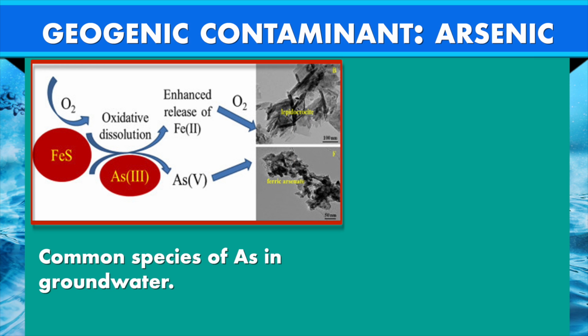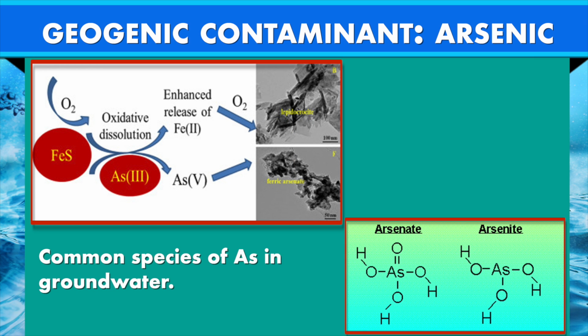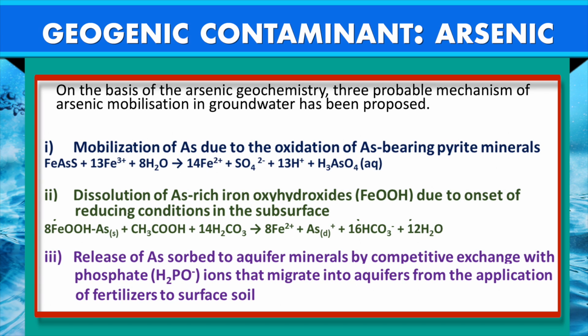Inorganic arsenic is commonly present in groundwater as arsenate and arsenite. With the change in oxygen availability in the surrounding environment, these states may interchange by oxidation and reduction reactions. Hence, the concentration of arsenic in natural waters, which depends on the geological composition, may vary widely depending on redox condition in the geological environment. Based on the arsenic geochemistry, 3 probable mechanisms of arsenic mobilization in the groundwater have been proposed.